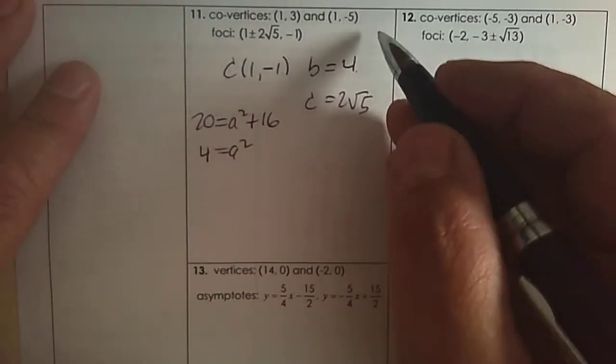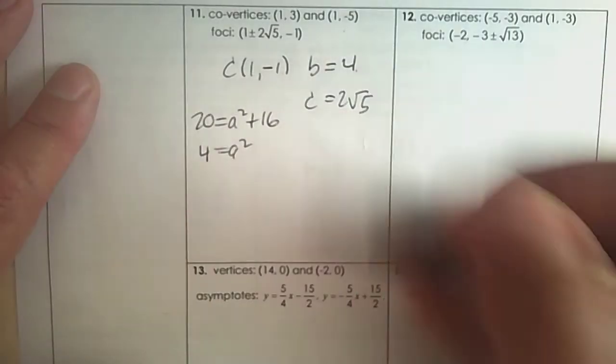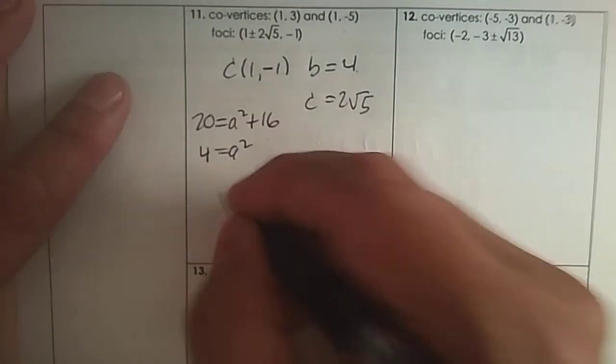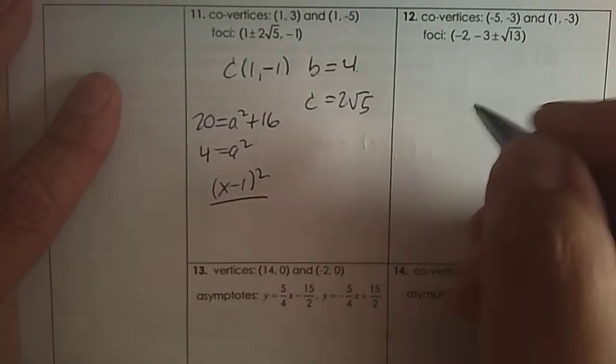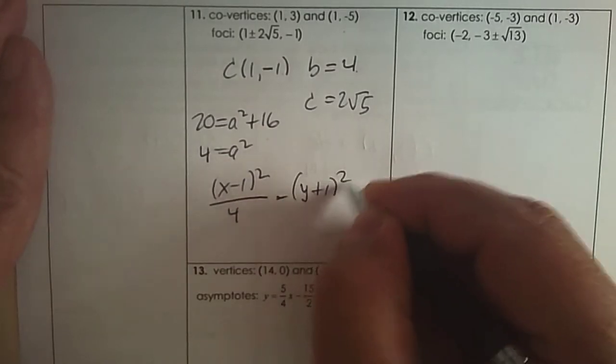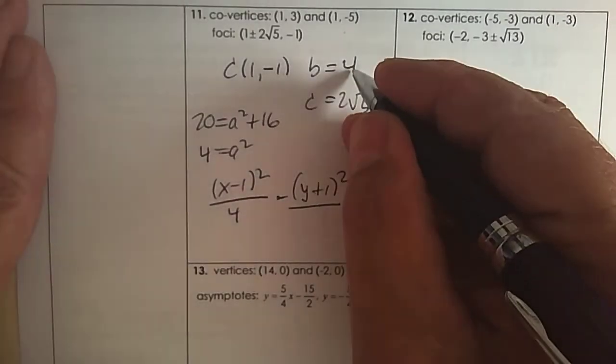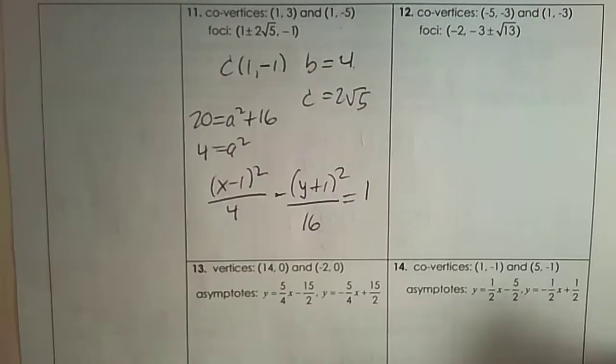So your co-vertices, your y changed. So our main vertices, our x would change. So it's x first. And our a squared, we said, is 4, minus y plus 1 squared. And our b, that's 16 when you square it, and that's equal to 1.